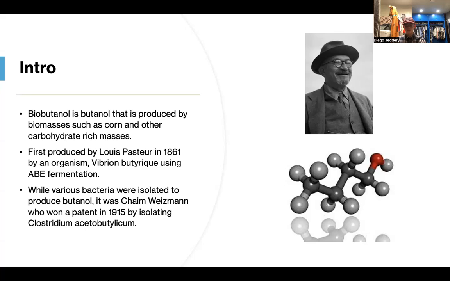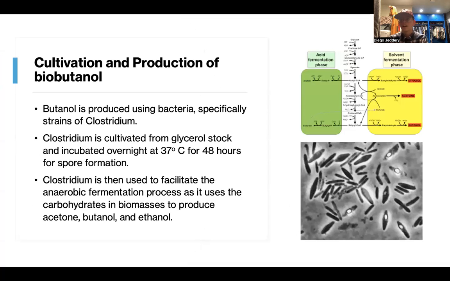Now, as time passed on, there was a resurgence in butanol, and it was actually Chaim Weizmann who won a patent in 1915 by isolating the bacterium Clostridium acetobutylicum. Now, the cultivation and production of biobutanol. Butanol is produced using bacteria, like I said, using strains of Clostridium.